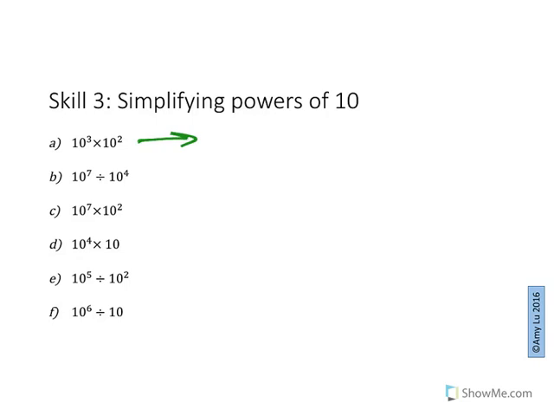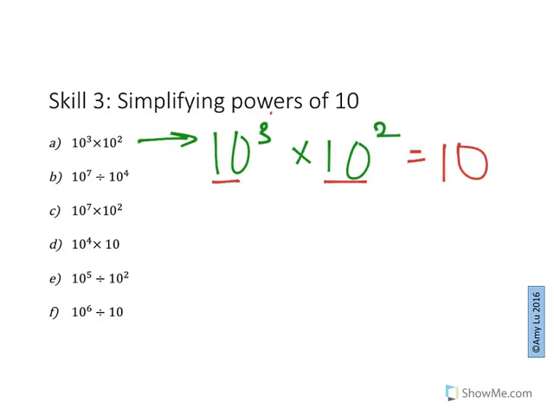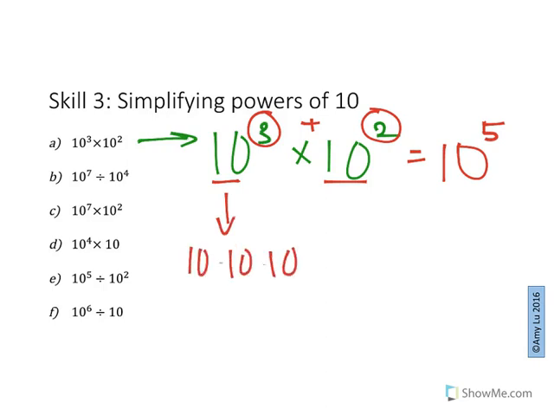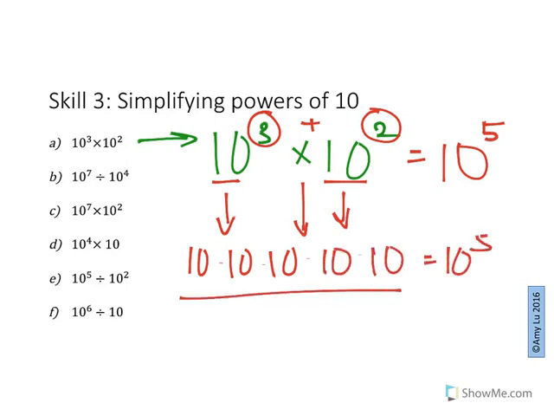When you see 10 to the power of something multiplied by 10 to the power of something, all you have to do is notice that the base is the same. We keep the base, but you look at the powers and you have to add them. So 3 plus 2 makes 5. So 10 to the power of 3 times 10 to the power of 2 makes 10 to the power of 5. And if you think about it, this really means 10 times 10 times 10 times, and 10 to the power of 2 is 10 times 10. So therefore, this really means 10 to the power of 5. That's why that answer works.